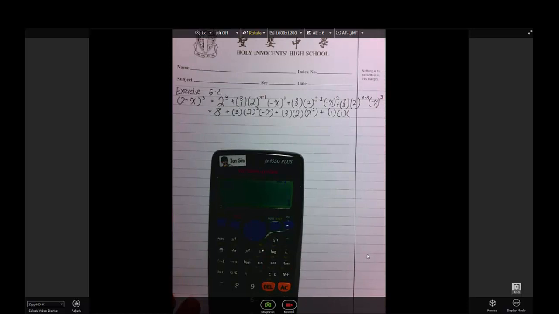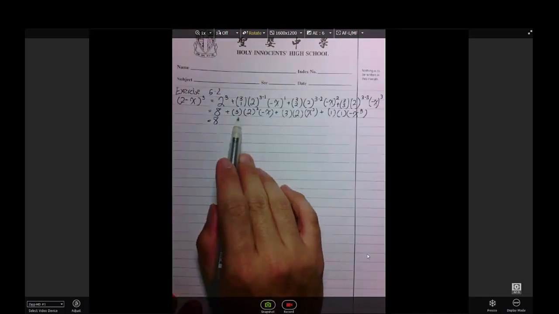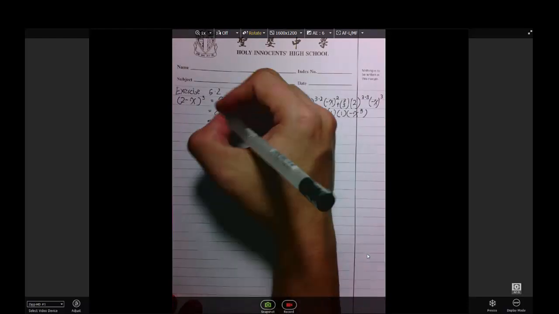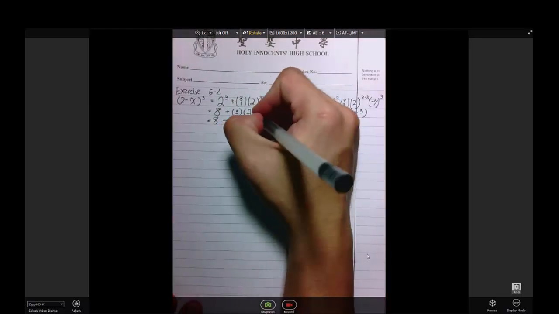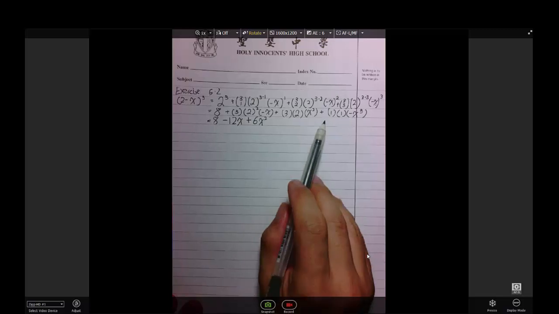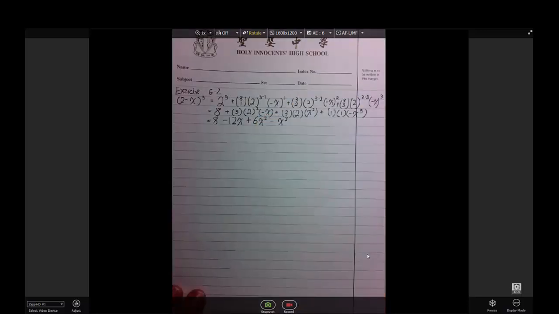And here, negative x, cubed. Negative times negative is positive x squared. Positive x squared times negative x gives me negative x cubed, like this. Then you start to simplify everything. We'll get 2 times 2 is 4. 4 times 3 is 12. 12 times negative x will give me negative 12x. Here will be 3 times 2 is plus 6x squared. And here 1 times 1 is 1 times negative x cubed, so we get negative x cubed. And we have fully expanded (2 minus x) to the power of 3, and that is question 1a.